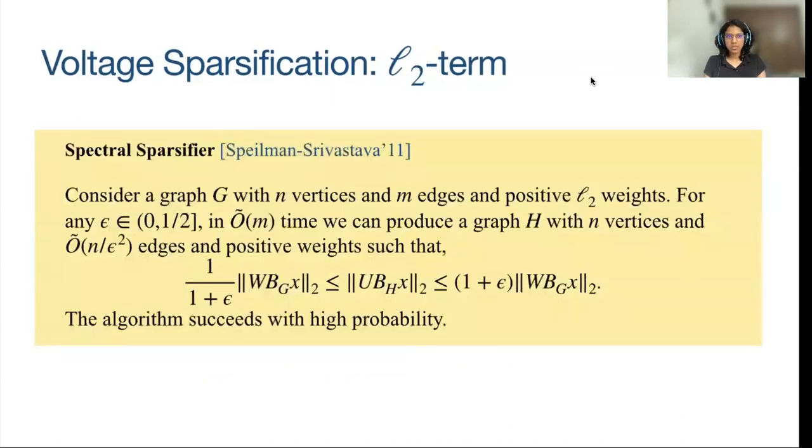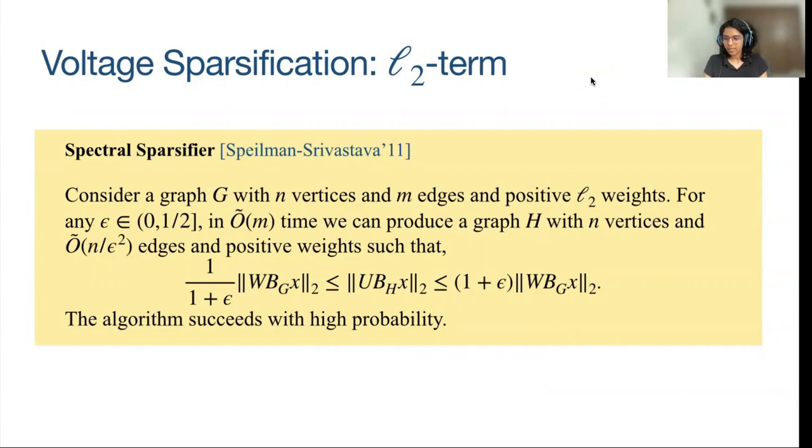Okay, so next we look at the spectral sparsification result. We use the result by Spielman and Srivastava, where they are able to preserve L2 costs up to a 1 plus epsilon approximation by constructing a subgraph in almost linear time that has only n over epsilon squared edges. And this algorithm also succeeds with high probability.